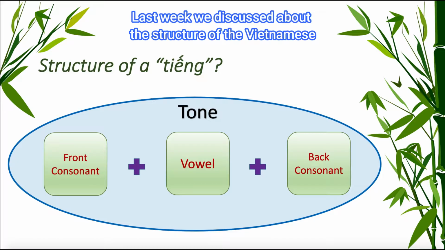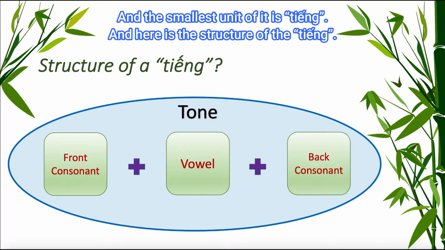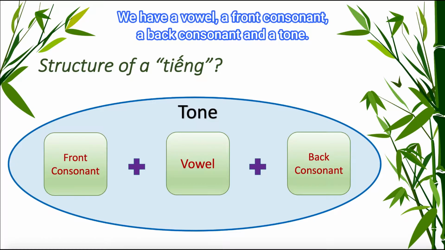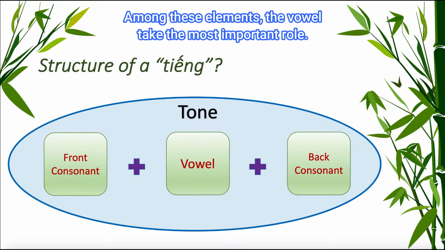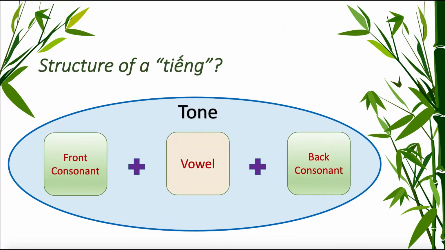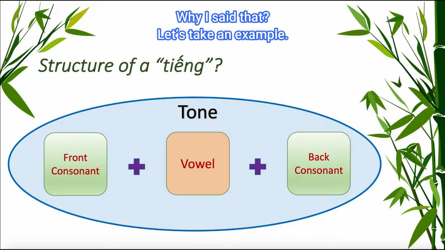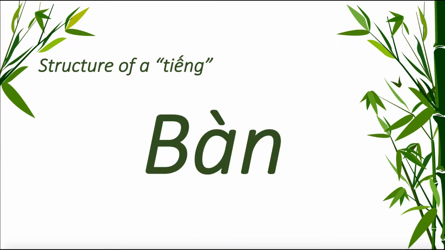Last week we discussed the structure of Vietnamese, and the smallest unit of it is tiếng, and here is the structure of the tiếng. We have a vowel, a front consonant, a back consonant, and a tone. Among these elements, the vowel takes the most important role. Why did I say that? Let's take an example.